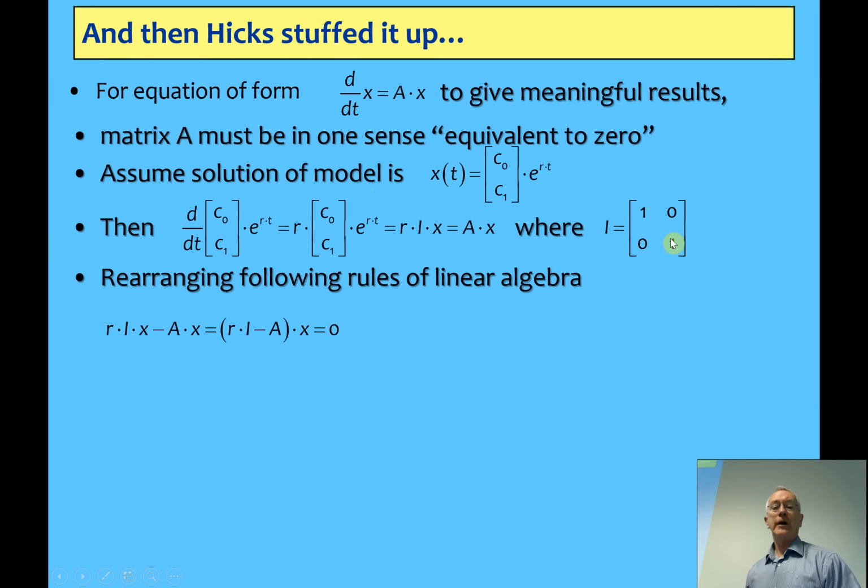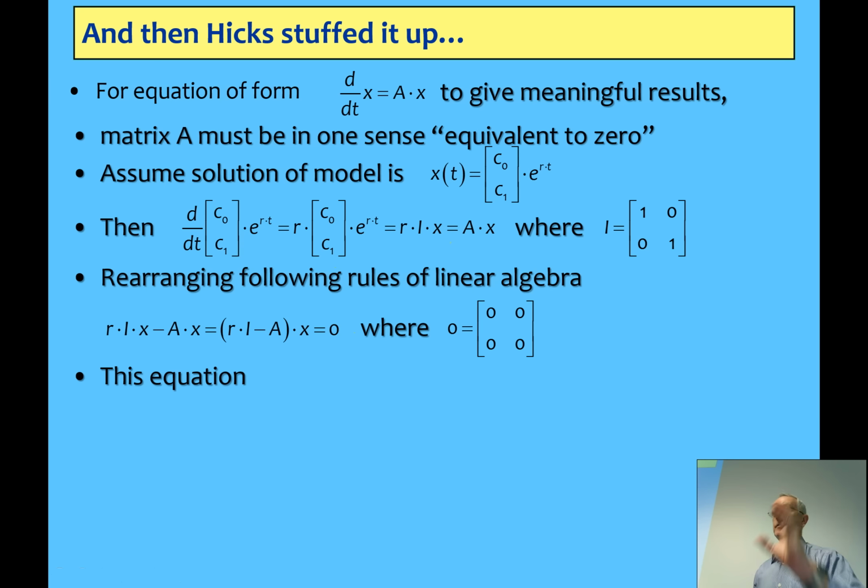Now, if you rearrange this following matrix algebra rules, first of all you've got to take the a times x across the equal sign, saying r times I times x minus a times x is equal to 0. And that 0, by the way, is not a single 0, it's two zeros, because you've got two equations being shown here in a matrix sense. And therefore the 0 you're getting equal to is a matrix full of zeros.